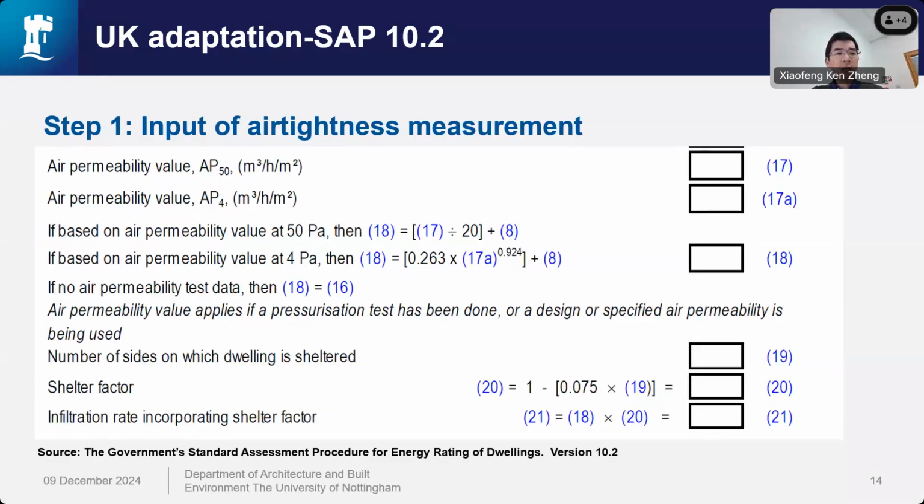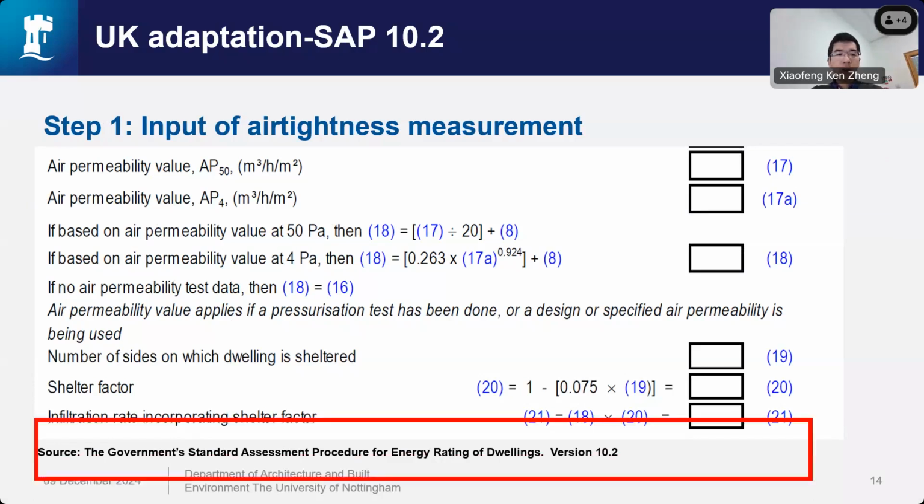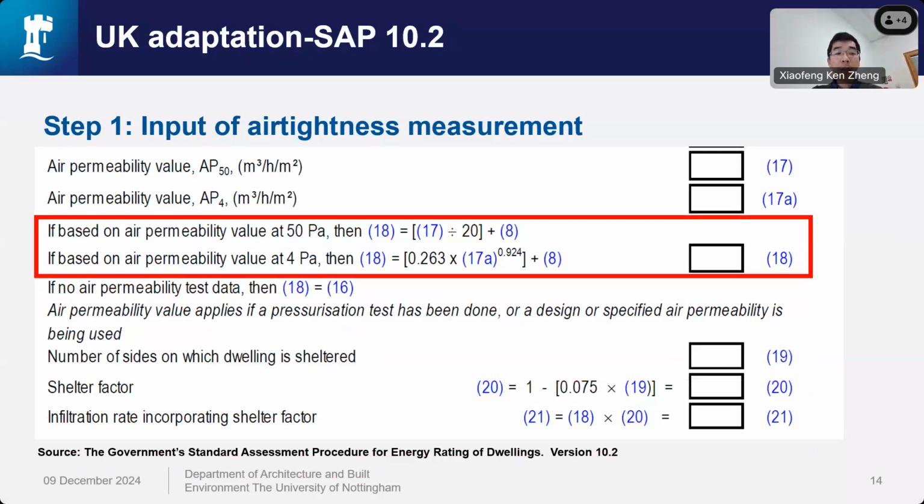It's roughly four steps to do this calculation. Once we have an air permeability test at 50 Pascal, we use this divided by 20 ratio. If we have an air permeability at 4 Pascal method, we use this equation here. So you might be wondering what this equation is.